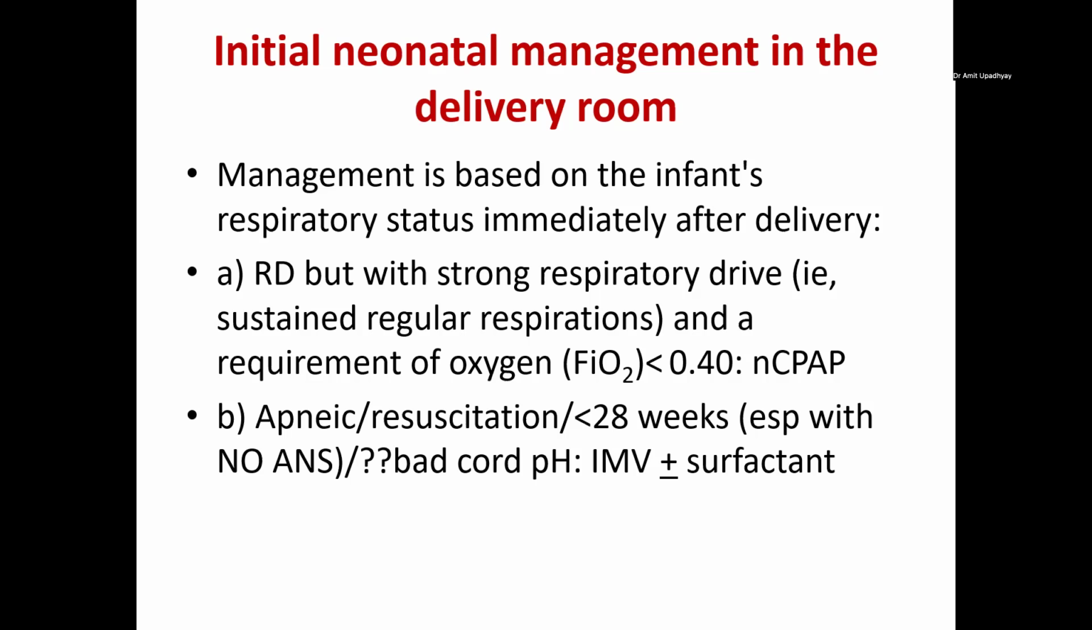So management is based on the infant's respiratory status immediately after delivery. If you see the NRP protocol, the 2026 protocol, after the initial steps and assessment of respiration, you look at whether respiration is good and look for respiratory distress. If distress is there, you immediately start non-invasive ventilation, CPAP. So within 90 to 120 seconds, you can actually be on CPAP as per your latest NRP guidelines.